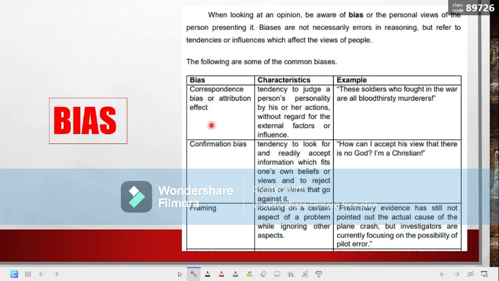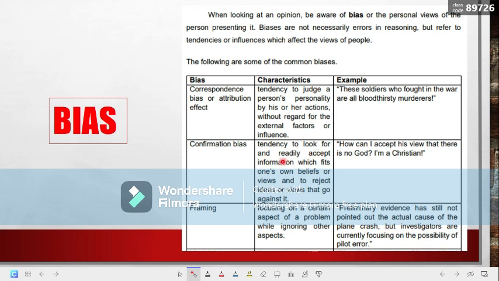So we have correspondence bias or attribution effect. Characteristic: tendency to judge a person's personality by his or her actions without regard for the external factors or influence. Example, these soldiers who fought in the war are all bloodthirsty murderers. Meaning to say, you tend to disregard the external factors or influence of that action because they are soldiers, because that is their call of duty. Okay, so that's it.